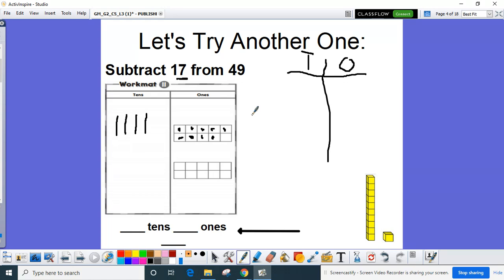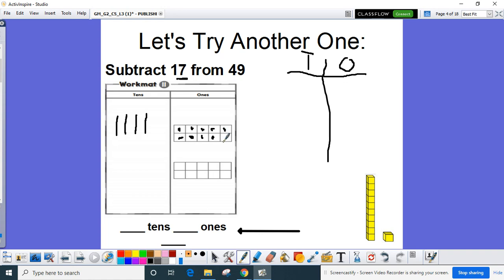So, in this problem, did we have to regroup? Do we need to cross out a 10 and exchange that 10 for 10 ones? No, because we have enough ones to subtract. If the number in the ones place here was greater than 9, then we would need to regroup. But we don't because 7 is smaller than 9. So we're just going to subtract.